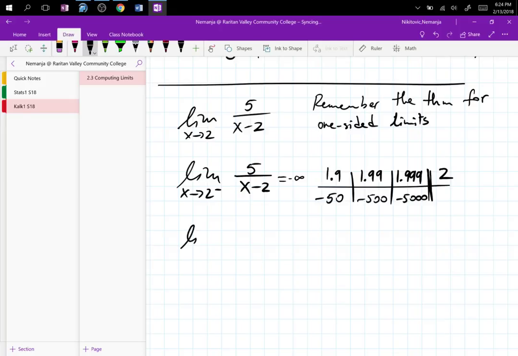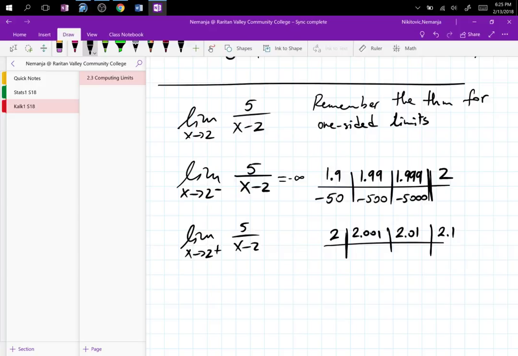And then you can do the other chart as x approaches 2 plus, which is from the right. X minus 2. And you have the same chart, but now your 2 is on the left side, so you can approach it from the right. And the farthest away is 2.1, and then 2.01, and then 2.001. So what do you have? For 2.1, you have 50, and then you have 500, and then you have 5,000. So you see that the trend over here is to go to positive infinity.